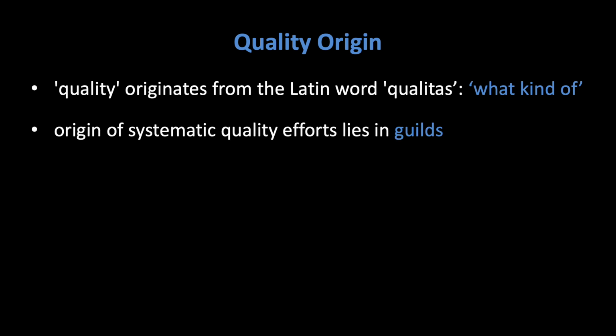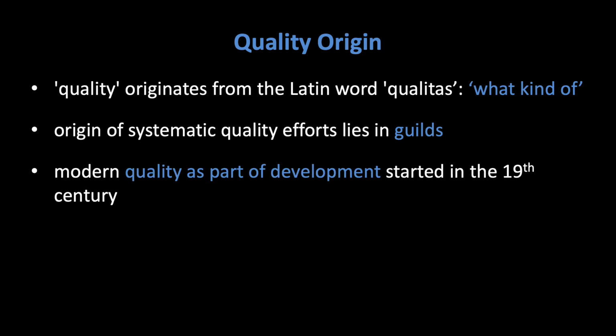And then after a while, the origin of systematic quality actually lies in guilds, which are professional associations. Back then, craftsmen were responsible for producing quality themselves. And if they did not meet the quality requirements of customers, they were actually excluded from those guilds. And quality as part of development and engineering started in the 19th century, and especially then with the two world wars.